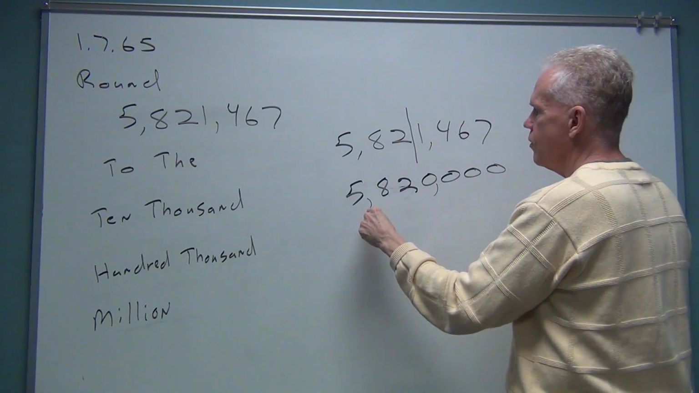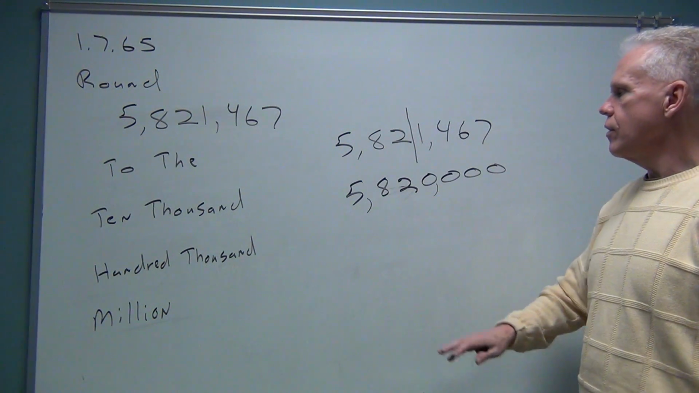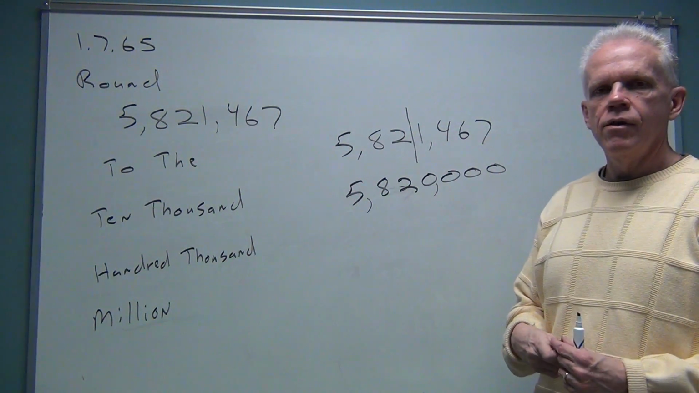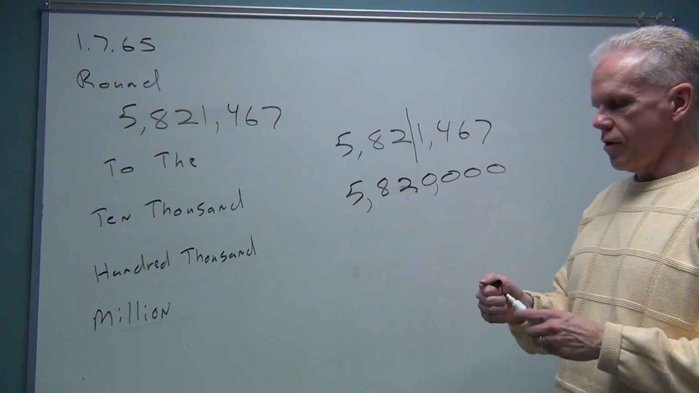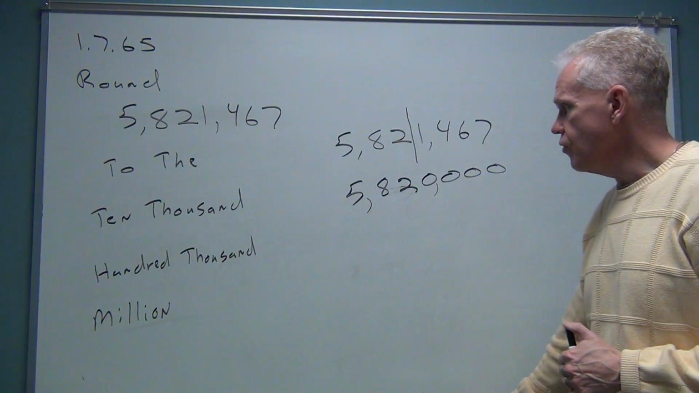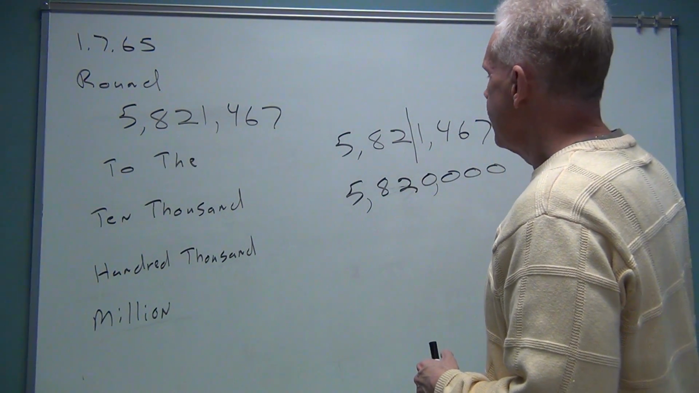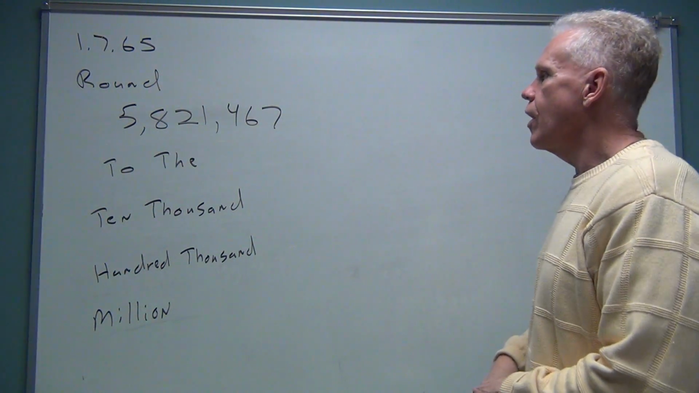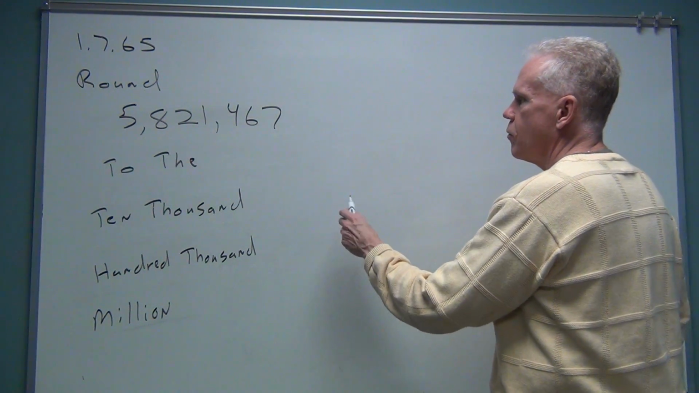Let's put in our commas. So to the nearest 10,000, 5,820,000 is our answer. That's our first rounding situation. All right, let's go on and now round the same number to the nearest 100,000. So let's start by writing the number again.